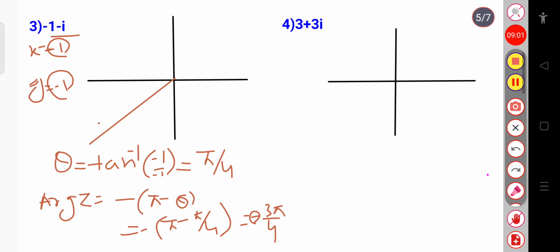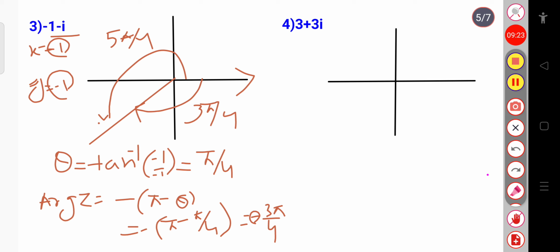Okay. So clockwise direction means from the real x axis, this angle from the real axis makes an angle 3 pi by 4, clear? And if you want to calculate in the anti-clockwise direction, no doubt you can calculate, this will be 5 pi by 4, because the total angle is 360 degrees. So this will be 5 pi by 4. Understood?